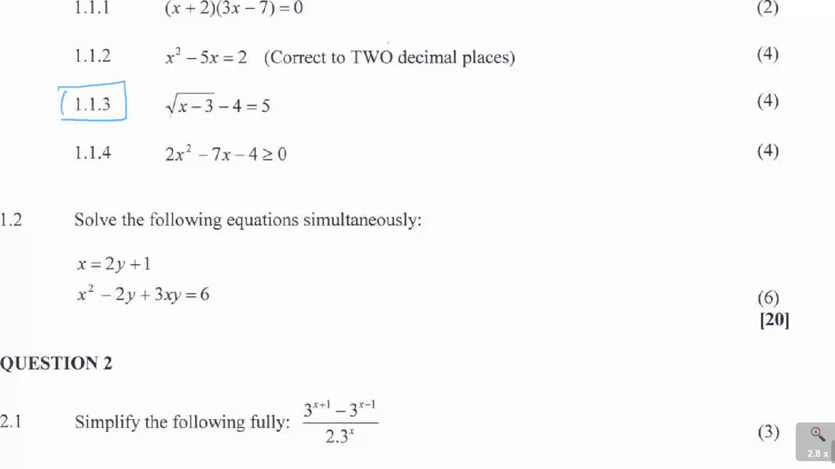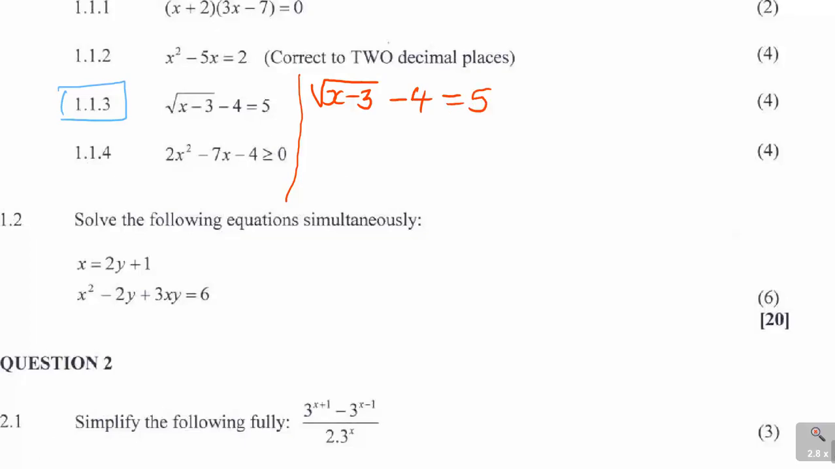It says you are supposed to solve for x, and they've given you that the square root of x minus 3, minus 4, is equal to 5. Now, this is the solution that you need to work for when you're dealing with roots. So first things first, you need to identify that this part, x minus 3, and then minus 4 is equal to 5.